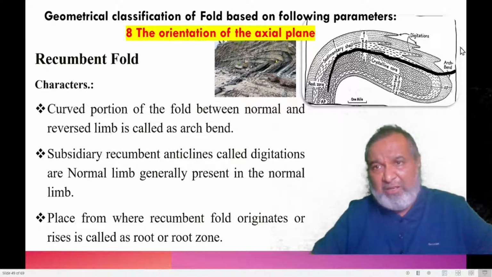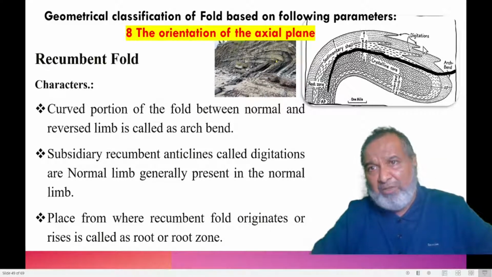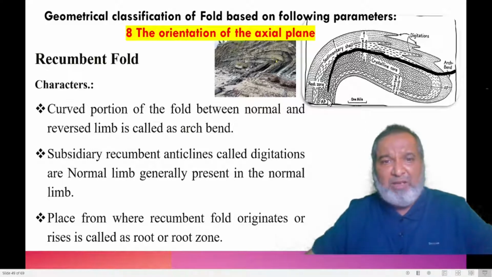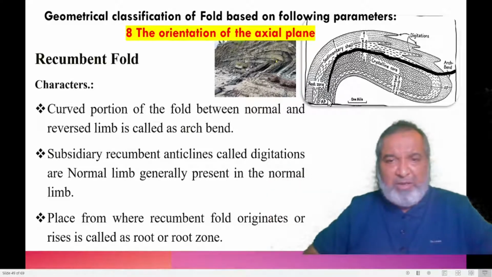So here we can see it shown. Yes, here we got the digitation. Yes, this is called digitation. Crystallization is there, sedimentary rock is there. A crystalline material will be present. This is called the root. Yes, this is what we have. The root or root zone will be called.